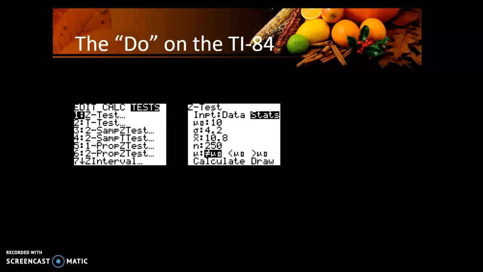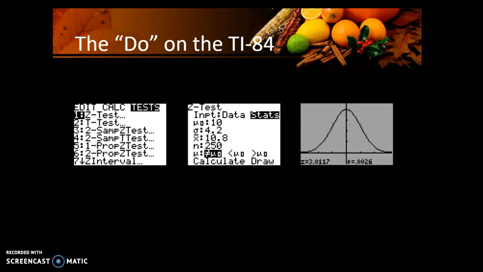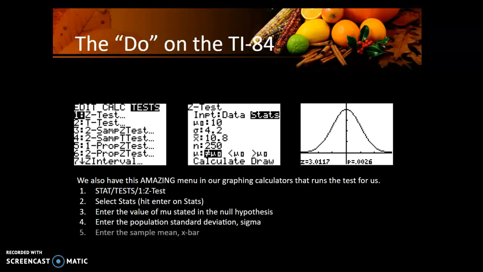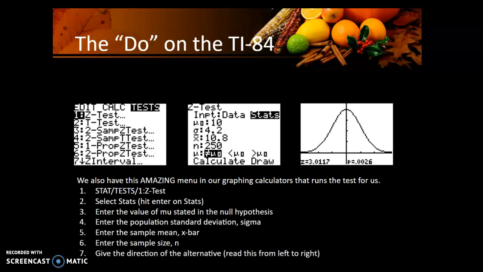Then you have to tell it the direction of your alternative. Well, we clearly chose a two-tailed alternative because of the "different than." Arrow down to Calculate and hit Enter, or Draw. And when you draw, you can see again that the tails are so far out there that they're not even visible. But we're getting the same z-test statistic and the same p-value that we got. Okay, we love that menu. And so for reference, I identified those steps that I just described.